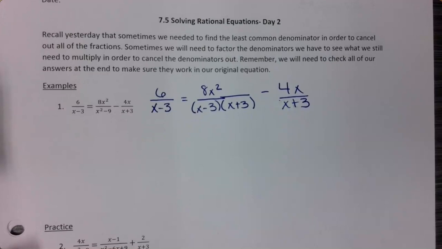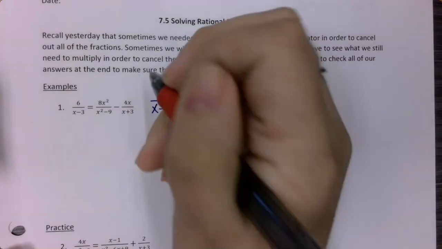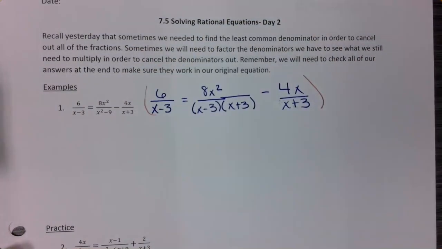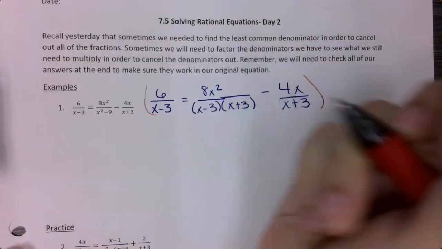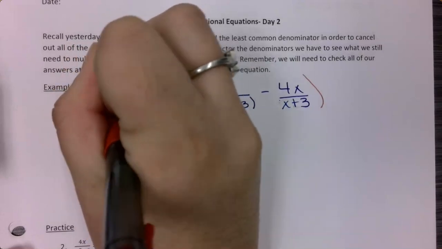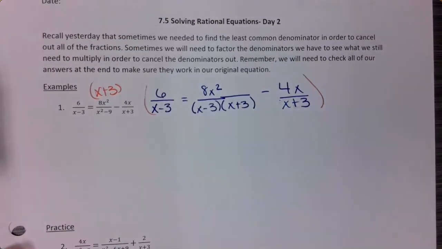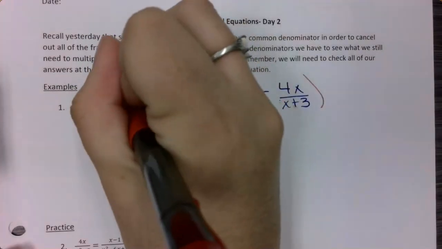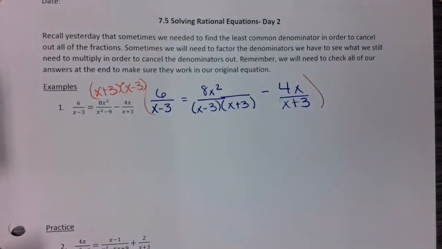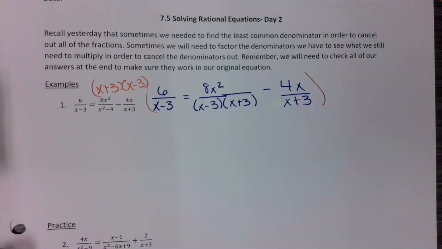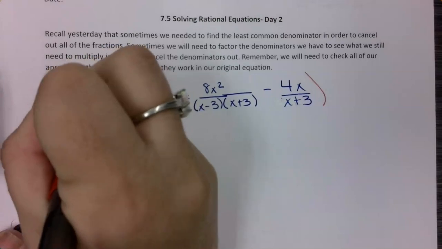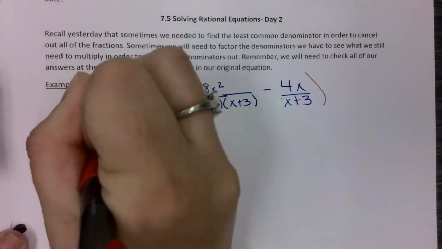Okay, so I want to look for what I have on my bottoms of the fractions. So what factors do I have that I should multiply this whole thing by? So x plus 3. Anything else that I have on the bottom of the fractions? X minus 3. So just like yesterday at the end of the notes when we were multiplying each term by the factors, that's what I'm going to do here. So I'm going to have x plus 3 times x minus 3.